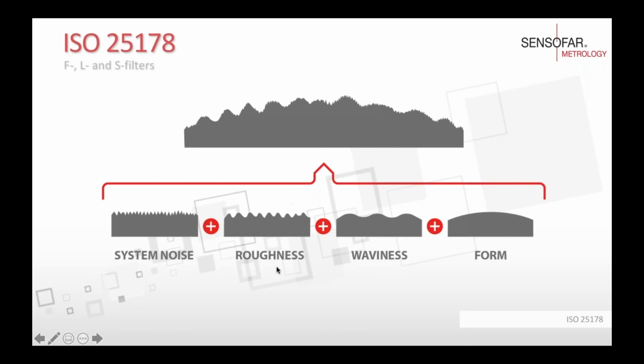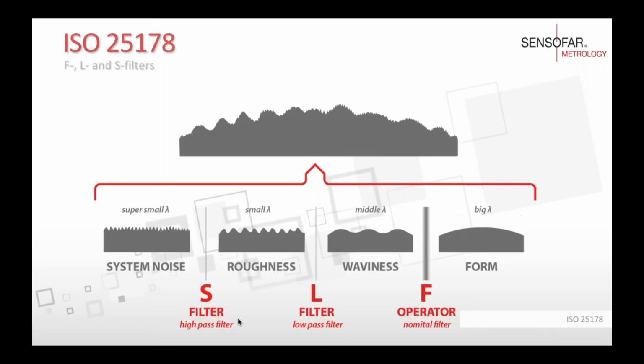Then we have the roughness wavelengths, which are the small-sized wavelengths. Afterwards, we have the waviness, which are the middle-sized wavelengths inside of our sample. And finally, we have the form, which are those wavelengths that are so big that they are not fitting inside of the field of view that we are taking into consideration. In order to separate those, we need to apply some filters. So we are going to apply F, L, and S filters to have these 4 groups.